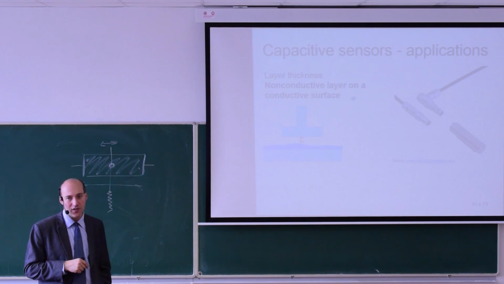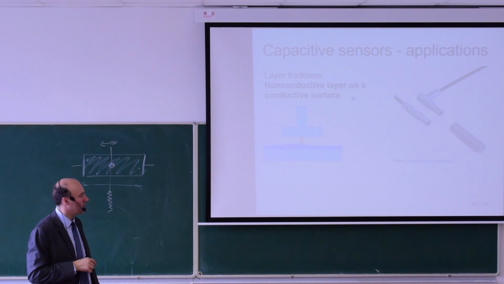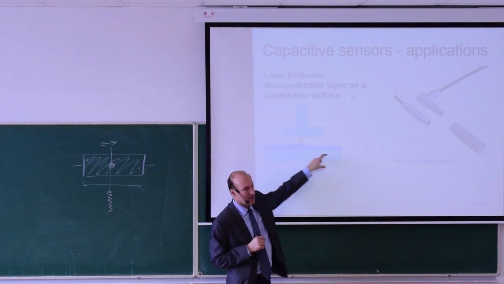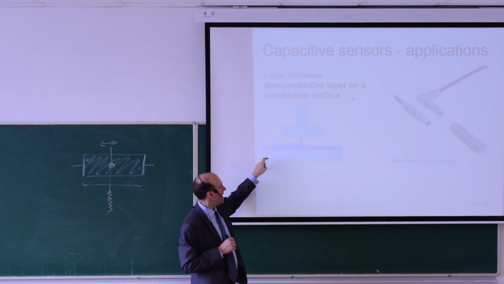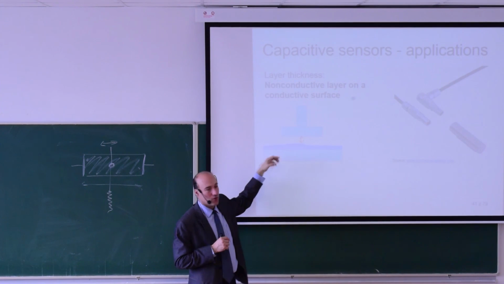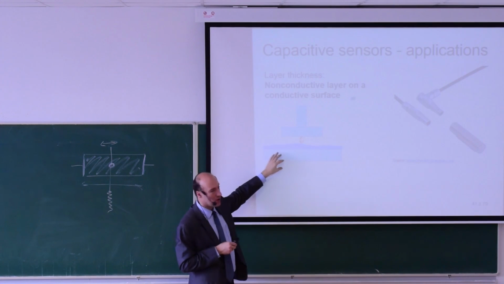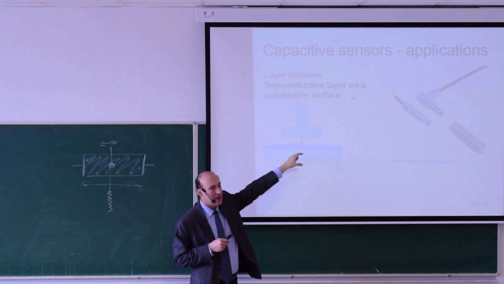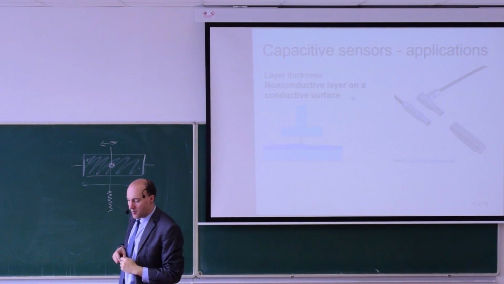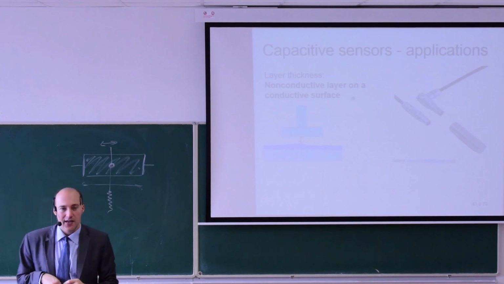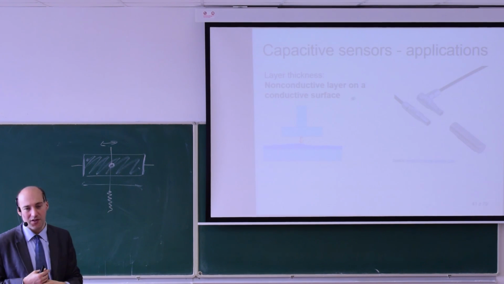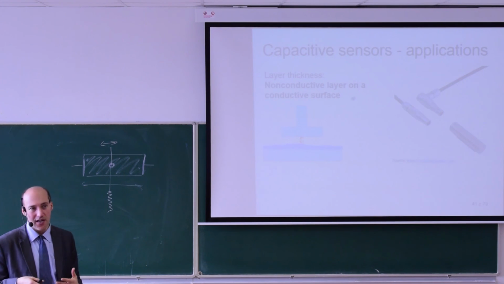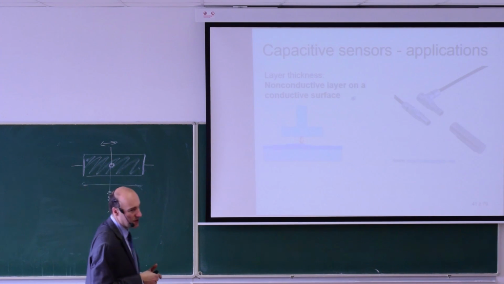You can also use capacitive sensing to get the thickness of a layer. So let's say you have a metallic object and this is some paint and you want to measure the thickness. So this is one electrode, this is another electrode, and you measure the capacity. Now the condition for this is that the permittivity of the material is significantly different than the permittivity of air. So the paint here needs to have a different permittivity because otherwise I would not be able to measure it.